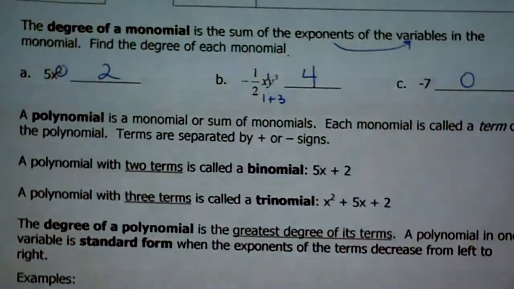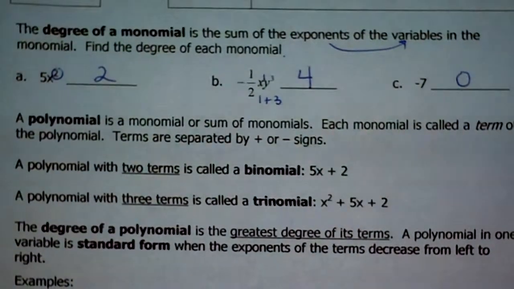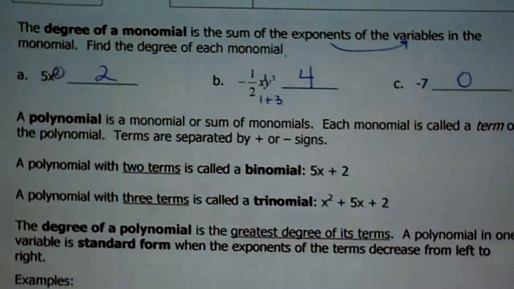So it's several terms together. That could be a polynomial, or just one term. Each monomial is called a term of the polynomial, and terms are separated by addition and subtraction signs. I know, lots and lots of vocab. We'll talk more about it in class 2, don't you worry.